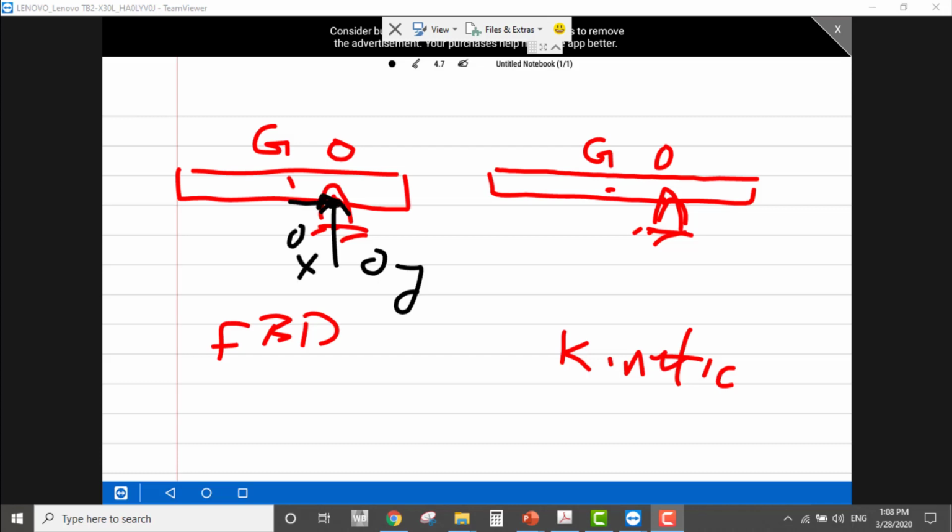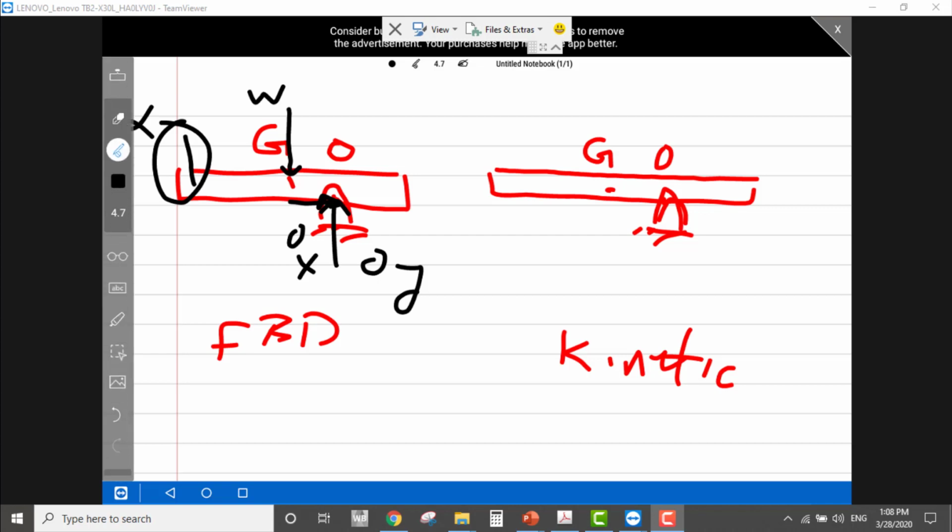Okay, and on the centroid we have the weight. Do we have tension at the cord here? No, because the cord is cut, so we don't have tension. So that's it. Let me erase this one.